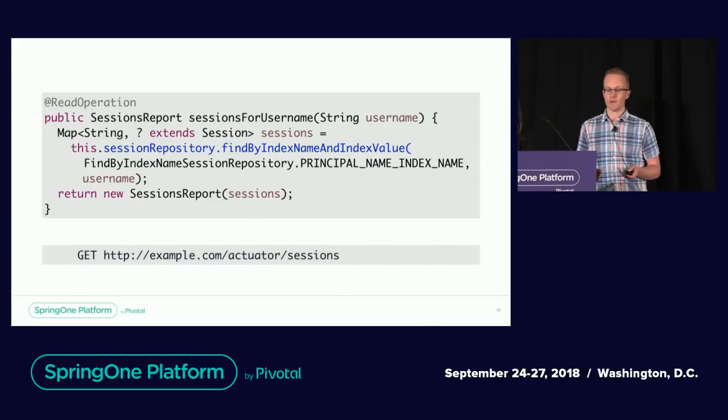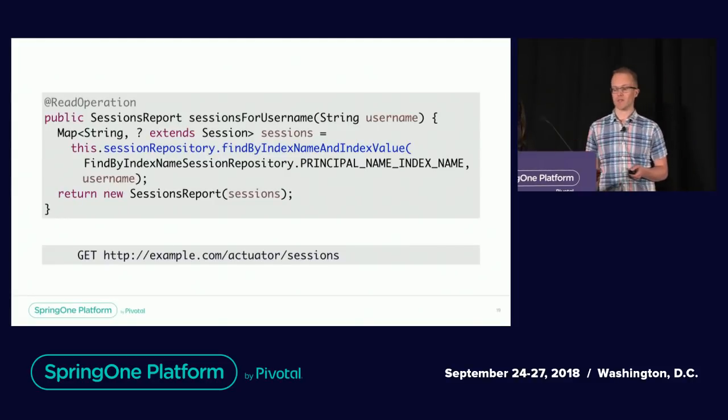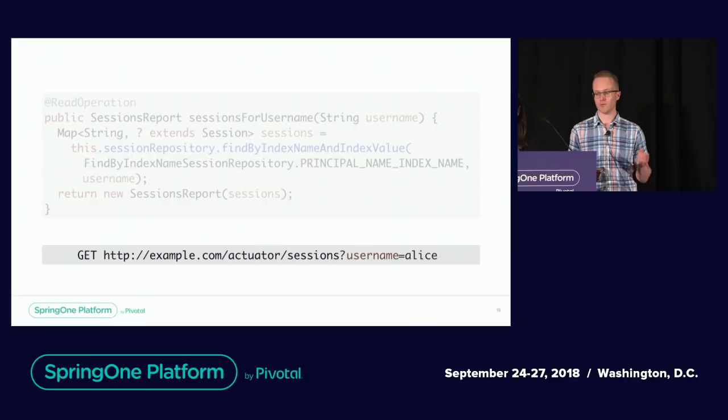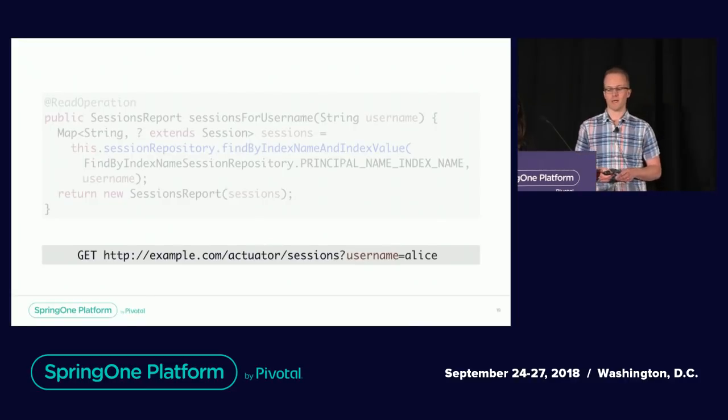So you can see here, because it's a read operation, it's mapped to HTTP GET. And then /actuator/sessions, and then the username comes into play. That's automatically mapped to a query parameter. Because your parameter to the method is called username, you automatically get a username query parameter on the URI. So here we're asking for all of Alice's sessions.